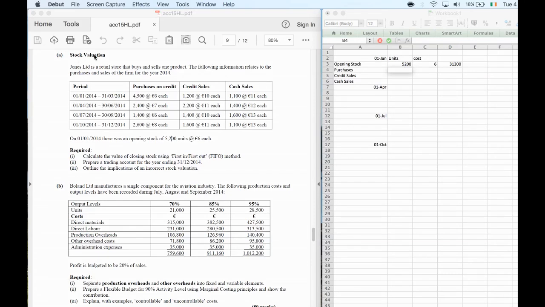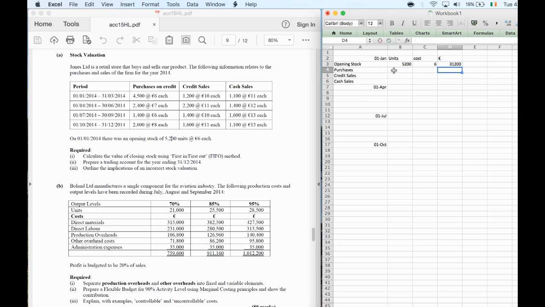So we're doing the stock valuation question from the 2015 paper. It's question 8a, and I've just laid out the basics of it. We have 4 periods here. I start off with a certain number of goods, and it says down the bottom here, opening stock 5.2 at 6 each. So that's what the stock is actually worth.